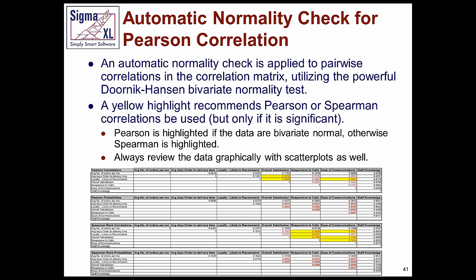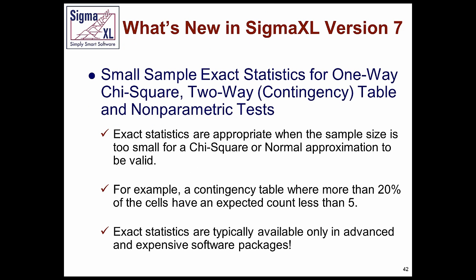You obviously want to look at your data graphically with scatter plots when you're doing a correlation study, whether it's for outliers or unusual patterns. You want to be able to see that. It's nice to get a summary report in the correlation matrix, but you always want to complement that with a scatter plot matrix. So the last thing that we're going to discuss are the exact statistics.